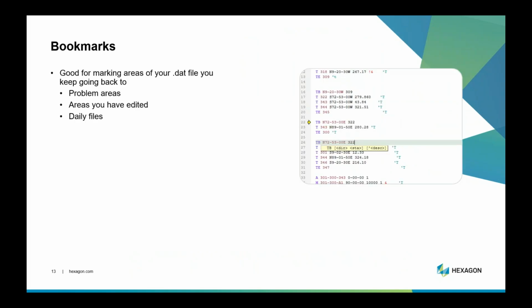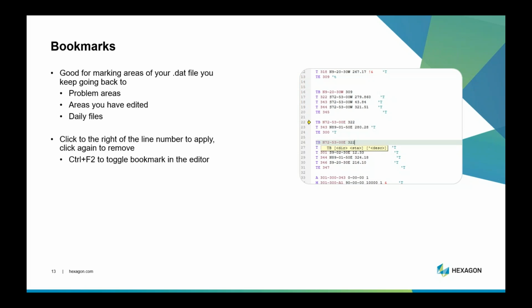Bookmarks. You may have accidentally clicked one of these and not really known what it was in the past, but what this will do is it'll allow you to go back to different areas of your DAT file that you keep returning to, areas that you've edited and want to go back to, or if you put one at the top of daily files or something like that so that you can skip between them easily, that's a good use for it as well.